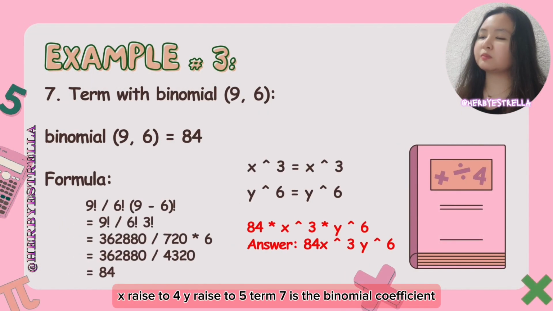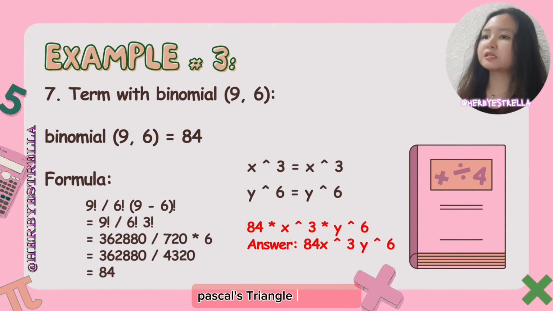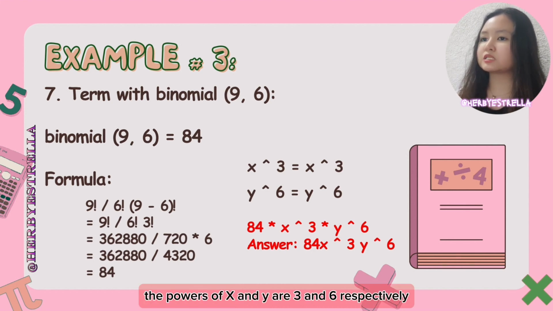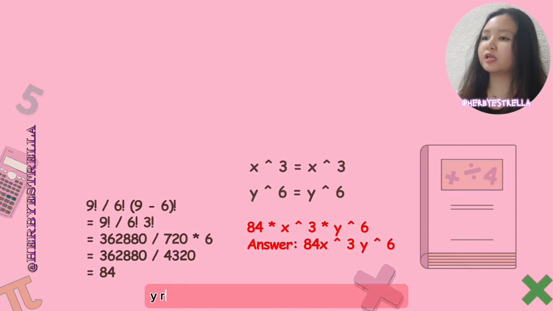Term 7: the binomial coefficient from Pascal's triangle, 9 choose 6, equals 84. The powers of x and y are 3 and 6 respectively. Multiplying this, we get 84x^3 y^6.